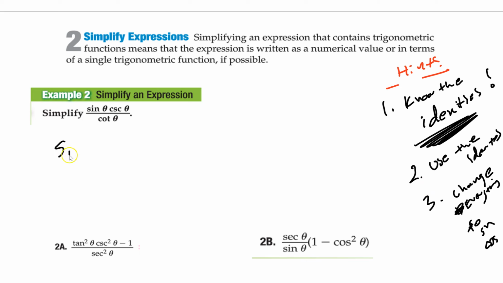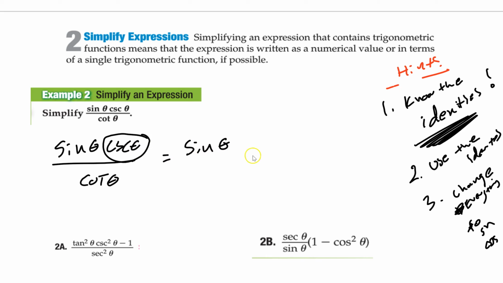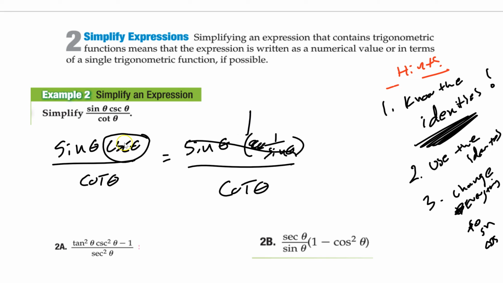Let's talk about what they want us to do. So they have sine theta times cosecant theta over cotan theta. Already they want me to simplify it. So let's look at cosecant. Cosecant is 1 over sine. So this is the same thing as saying sine theta times 1 over sine, over cotan theta. Well, sine and 1 over sine cancel out. You just get 1. And by the way, I could know that from the start. Sine and cosecant are reciprocals of each other, so they just cancel out and you get 1.